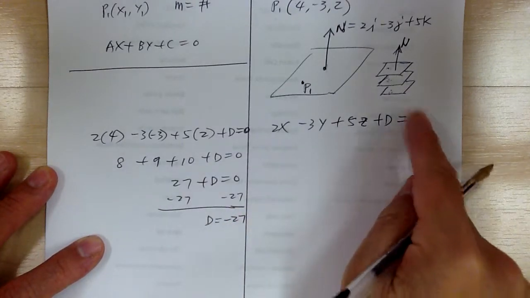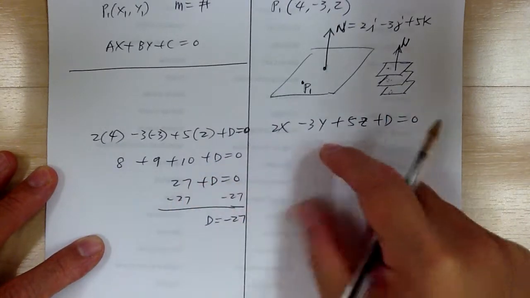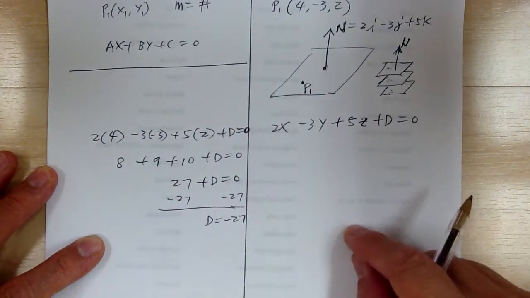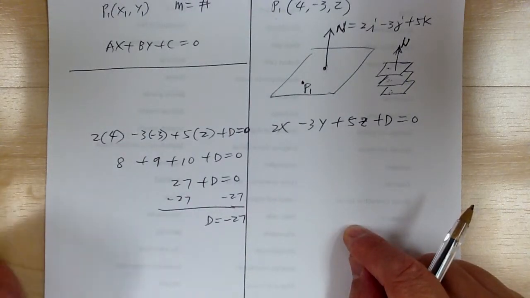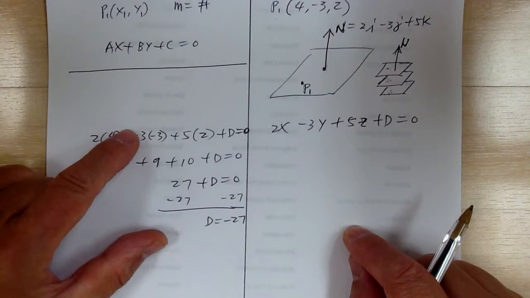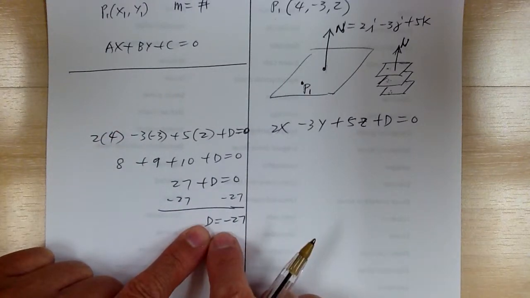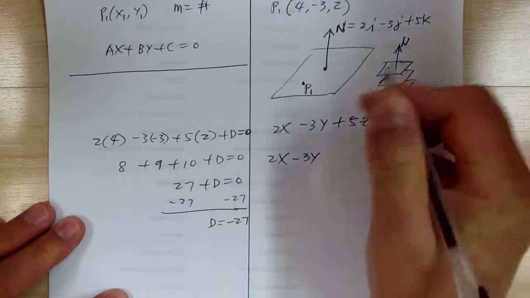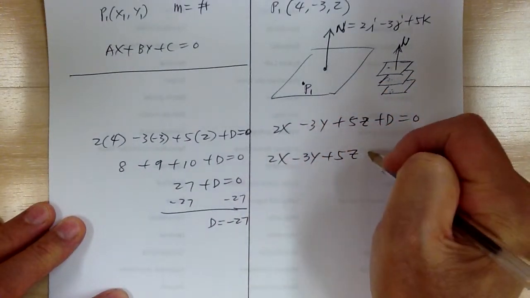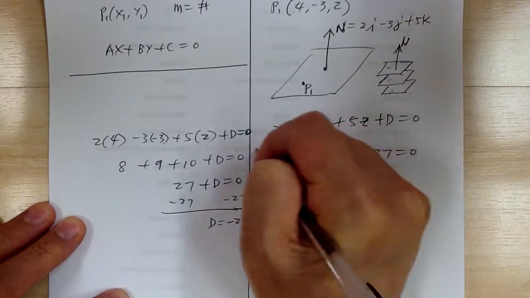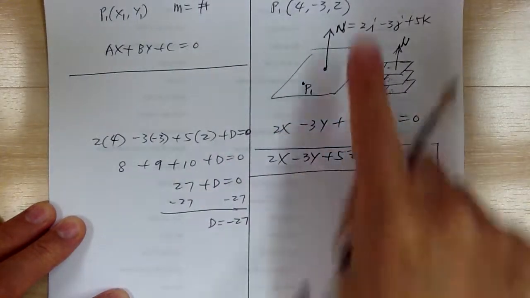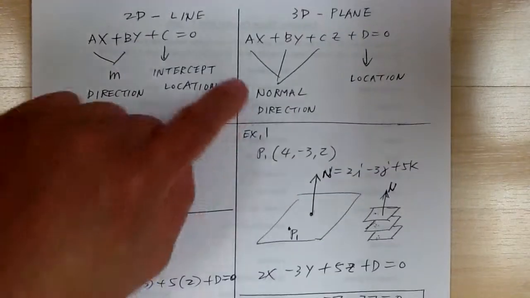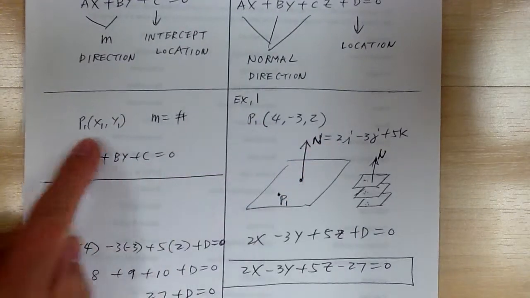The reason I do it off to the side is that if you do all this over here, by the time you get to here, some of you are going to lose track of what you're doing. So do it off to the side so you know that you're getting d. Once you find d, you put it back in here. So you have 2x minus 3y plus 5z minus 27 equal to 0, and that's the equation for the plane. Again, just like the point slope, same idea.